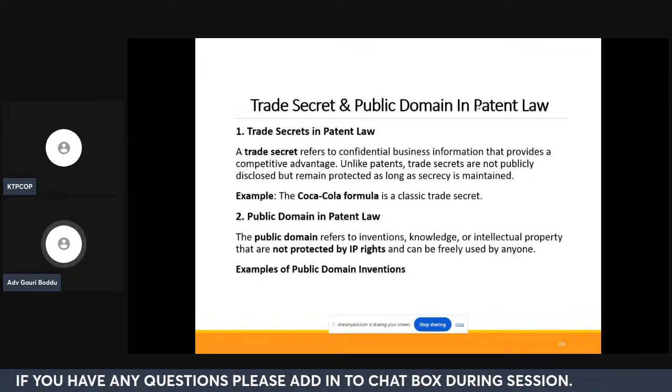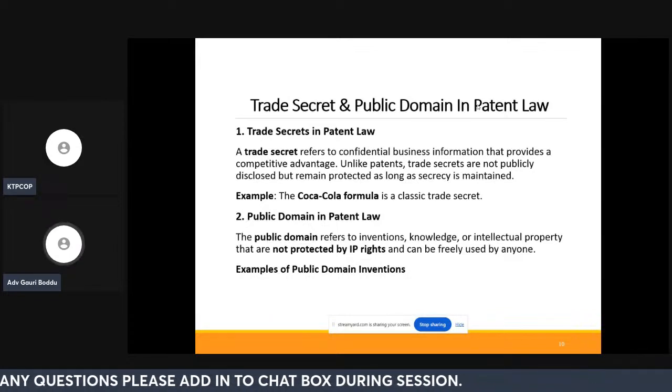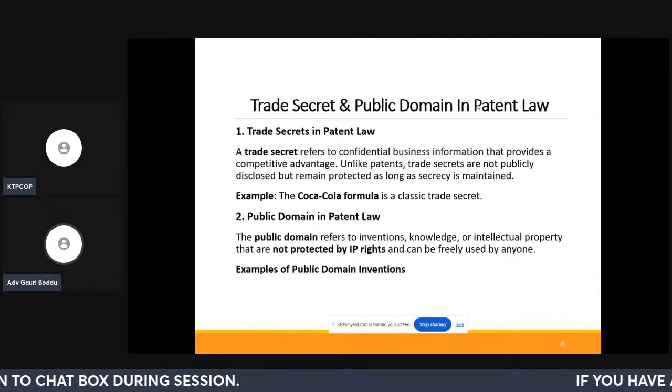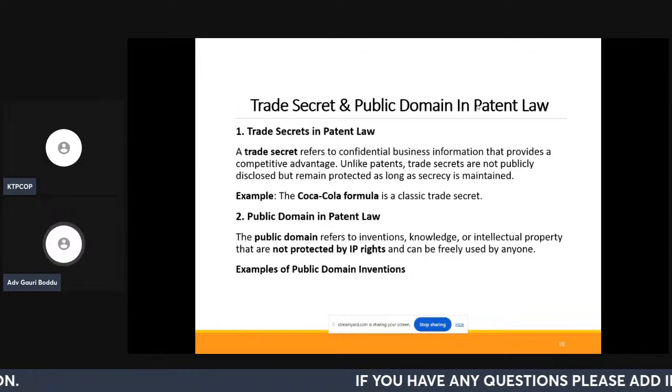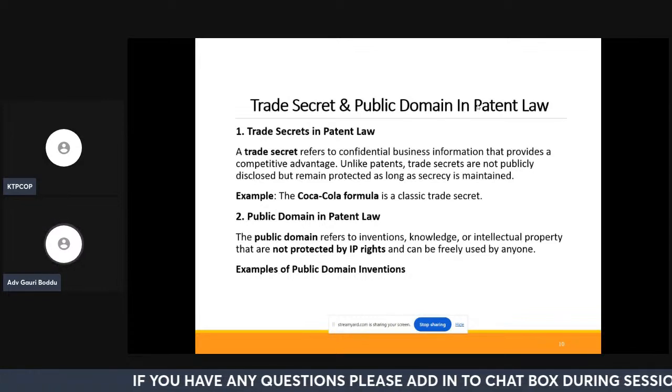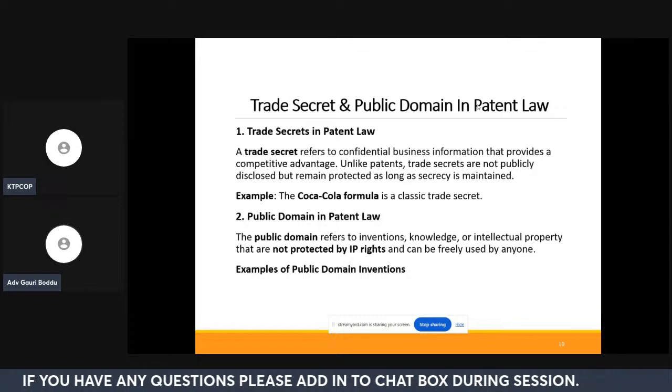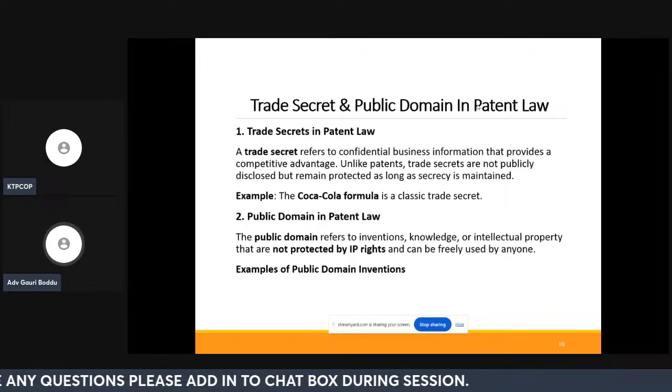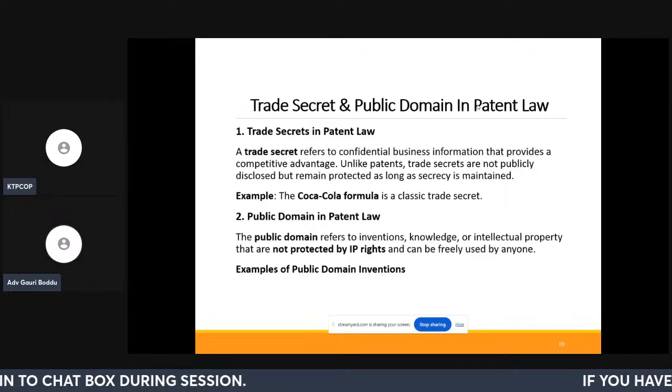So, trade secret is related to secrets which are confidential in manufacturing, industrial, commercial matters. It may be anything in business. So, it should not be open outside. For example, the Coca Cola formula is a classic trade secret. The formulation of Coca Cola, that is a trade secret.